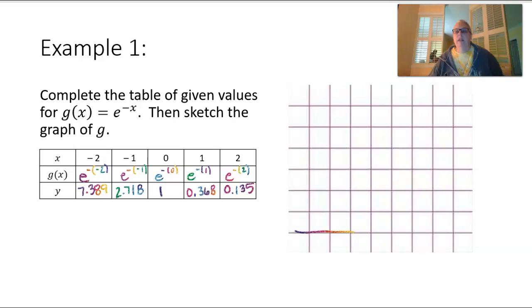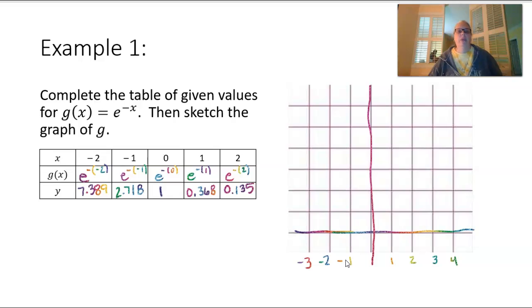I'm just going to draw my x-axis right here, and my y-axis right here. Negative 1, negative 2, negative 3. Over here we have positive 1, positive 2, positive 3.